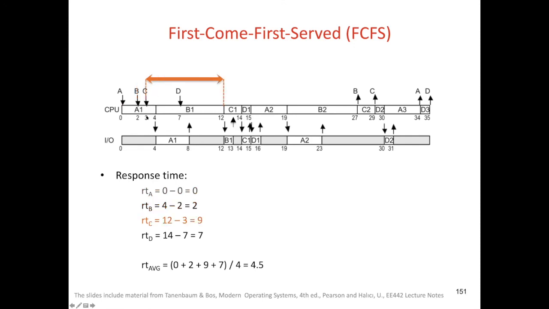The process C enters the system at time 3. Its first execution starts at 12. So the difference is 12 minus 3, it is 9. The process D arrives to the system at time 7. It starts its first execution at 14. The difference is 14 minus 7, so it has a response time of 7. When the average of these response times is calculated, it is equal to 4.5.